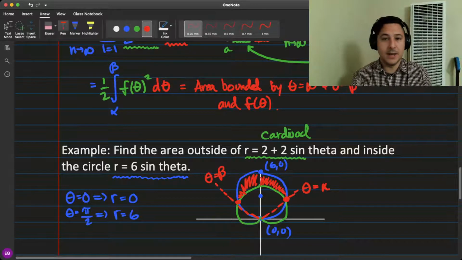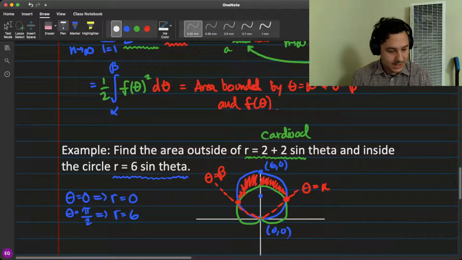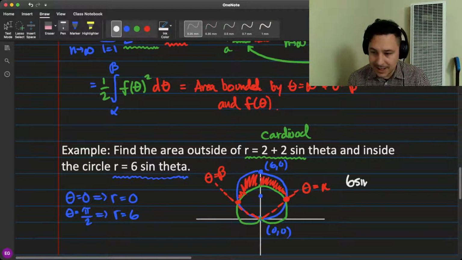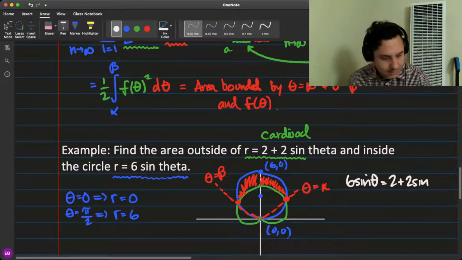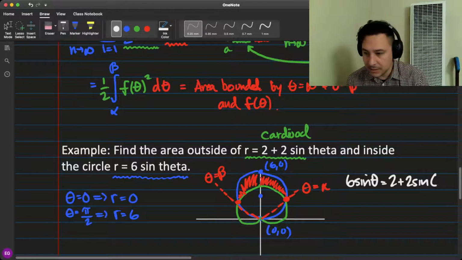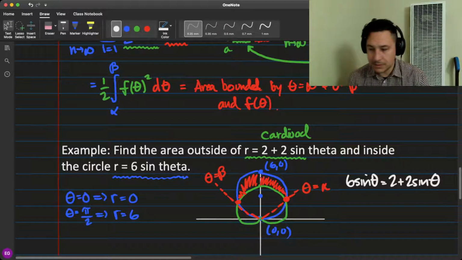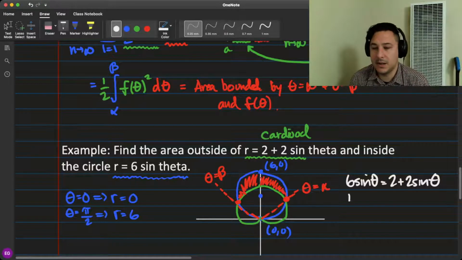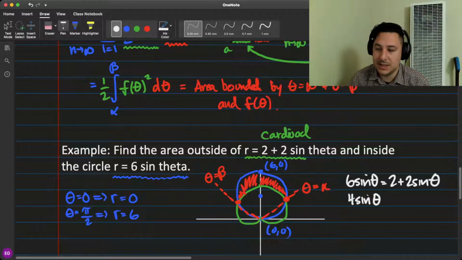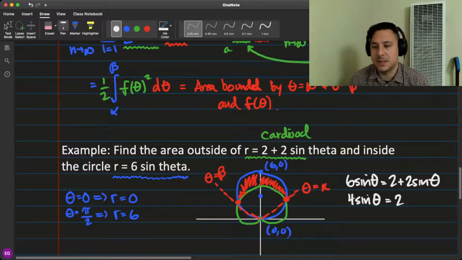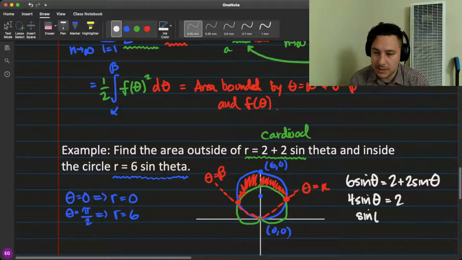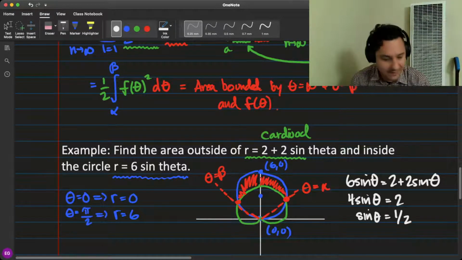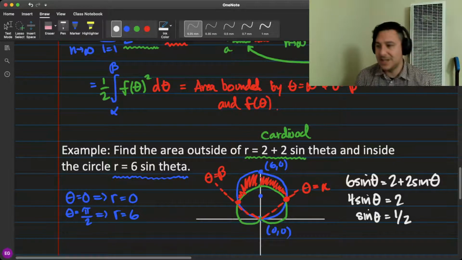So we need to know, when is 6 sine theta equal to 2 plus 2 sine theta? Because that will give you the intersection of those two curves. Let's subtract 2 sine theta. You get 4 sine theta equals 2. Let's divide both sides by 4. We need sine theta equal to 1/2. Thank God, that's actually not that hard to solve.